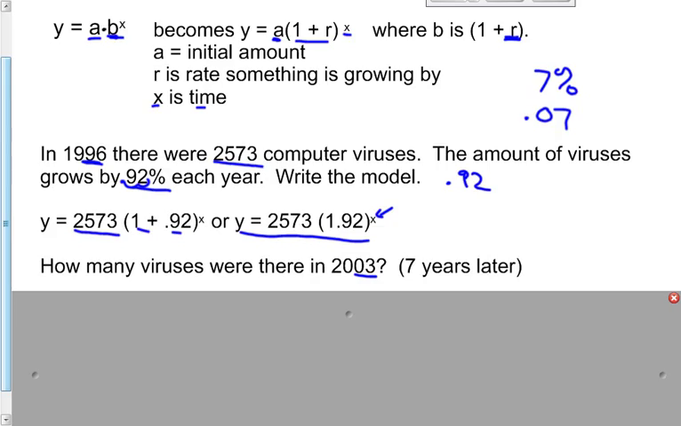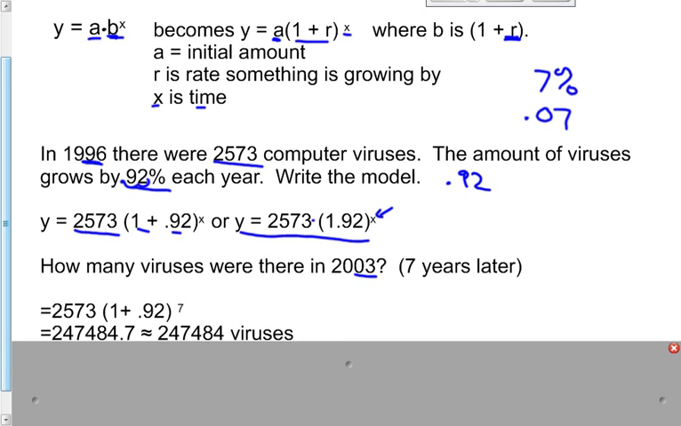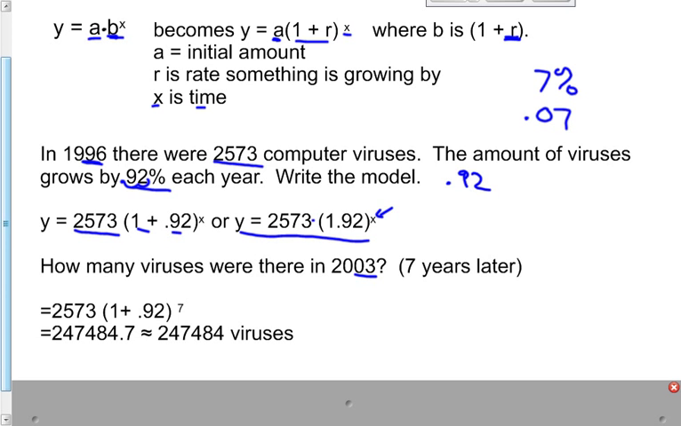So what you're typing in on your calculator will be 2,573 parenthesis 1 or times by, either way, 1.92 raised to the 7. And then your calculator will hopefully come up with that value. Since we know we can't have 0.7 of a virus, you can go ahead and round those, but you never round up when you're dealing with people or money or something like the virus. So you're just going to leave that at 247,484 viruses. You can put the squiggly approximate signs to represent that. That would be fine.